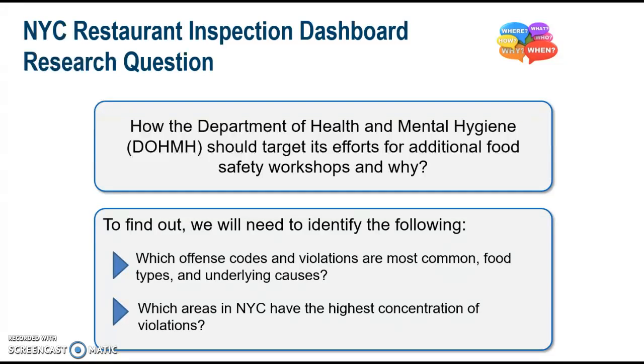So what are the key research questions? As I said, the New York City Department of Health and Mental Hygiene can utilize this data in several ways, one of which would be to determine how and where to allocate the resources across the 5 New York City boroughs, for initiatives such as adding or increasing seminars and workshops in food safety and how to obtain necessary permits.